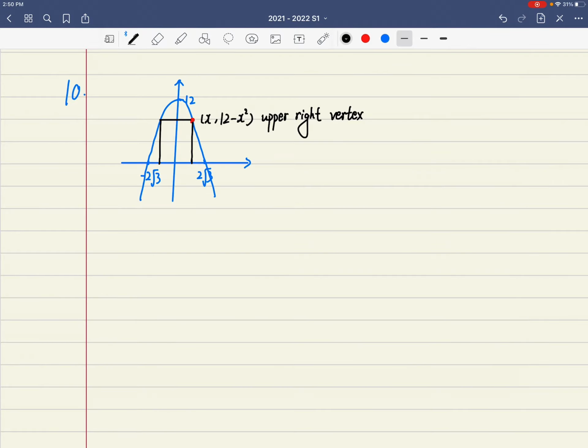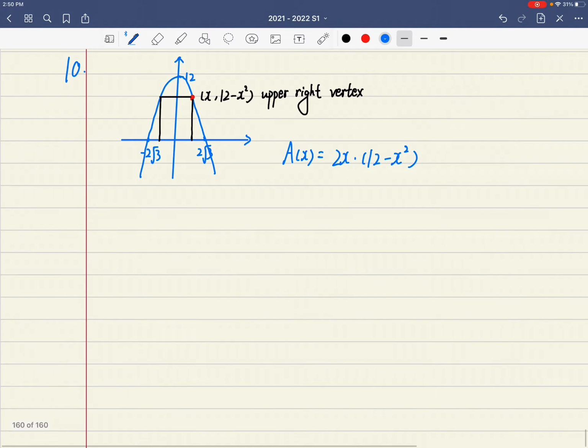Okay, so what is the area of the rectangle? Because this length is x, and we know x is a positive value, this length must also be x. So the area is 2x times, then what is the height? The height is 12 minus x squared. Okay, that's the area of the rectangle.